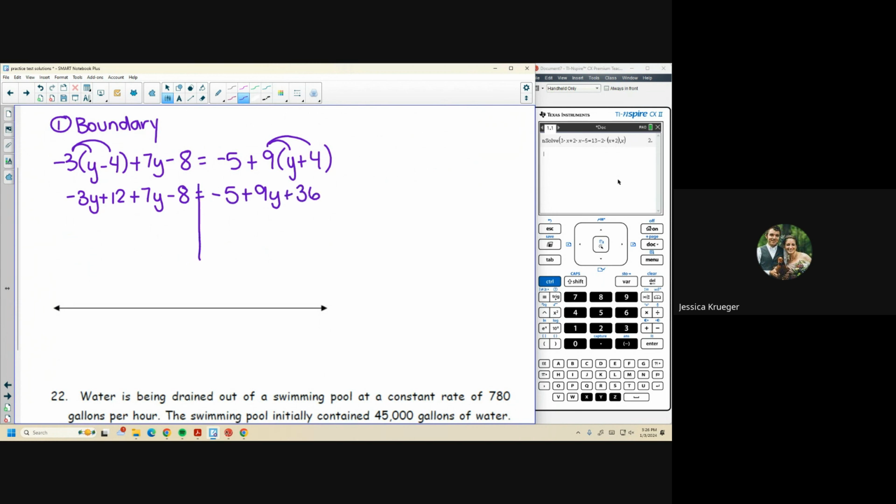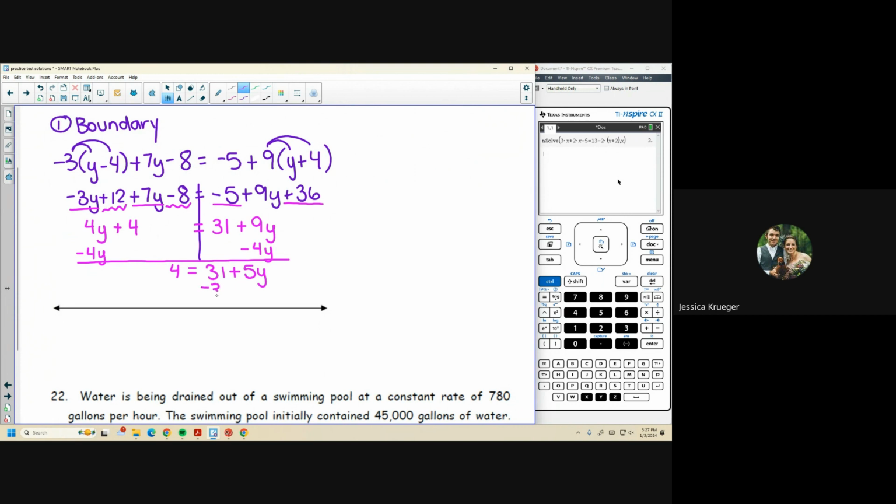Before I start moving things around, I'm going to go ahead and combine my like terms. So -3y plus 7y, that is 4y. Then I can combine my plus 12 and my minus 8, that's plus 4, equals. On the right side, I can combine my -5 and my plus 36. That's 31 plus 9y. Okay, now I can start moving things from one side to the other. I'm going to move all my y's to one side. So I'm going to subtract 4y from both sides. And I get 4 equals 31 plus 5y.